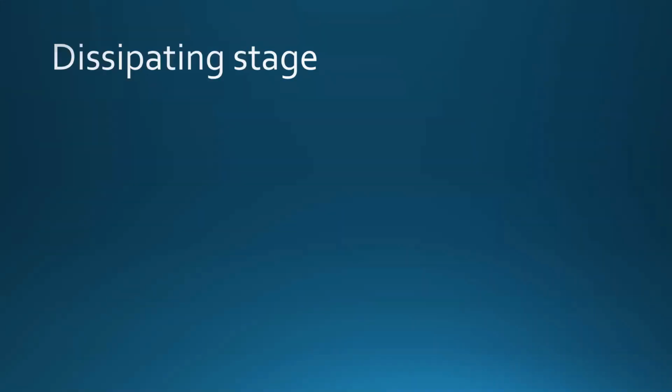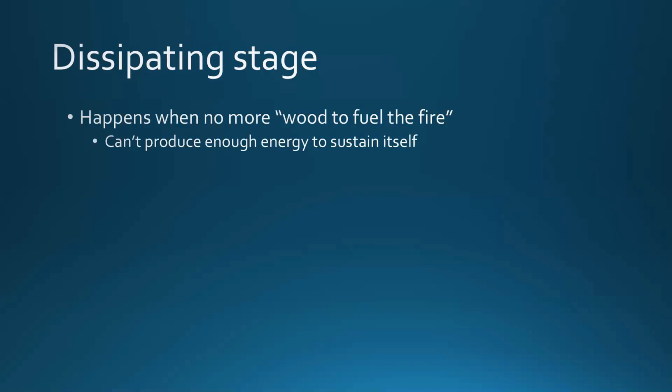Next is the dissipating stage. So this is when the storm begins to clear out and go away. This happens when there's no more wood to fuel the fire, if you want to call it. So this is really when the storm cannot produce enough energy to sustain itself. Typically this happens over land or colder water.